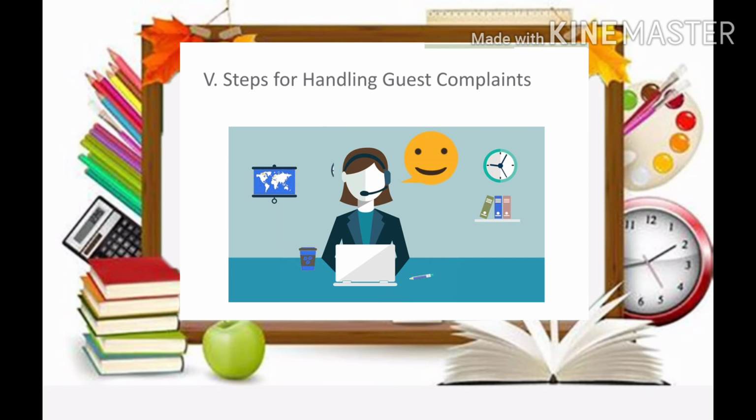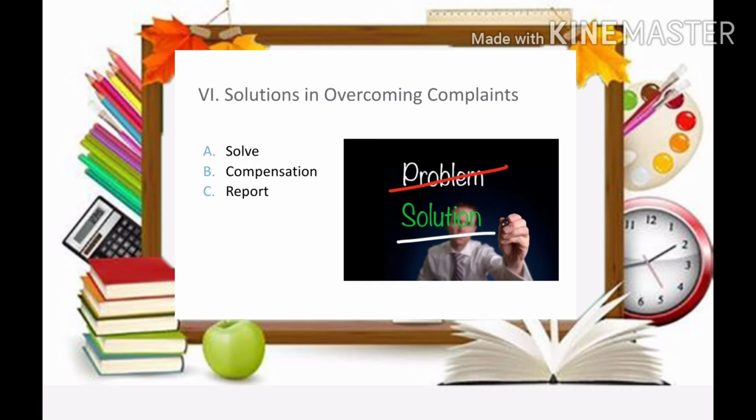The next is to contact the department concerned to take action and get it done immediately. The next is to offer an alternative if the guest request cannot be done. The last is to record the guest complaint in the notebook and have it accepted by management.